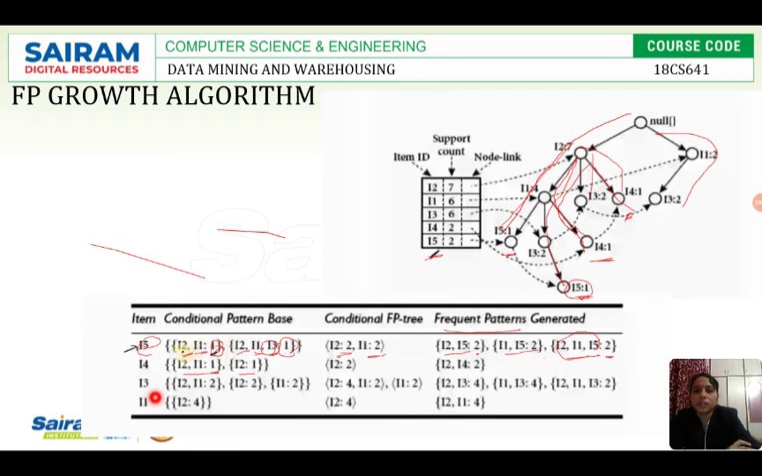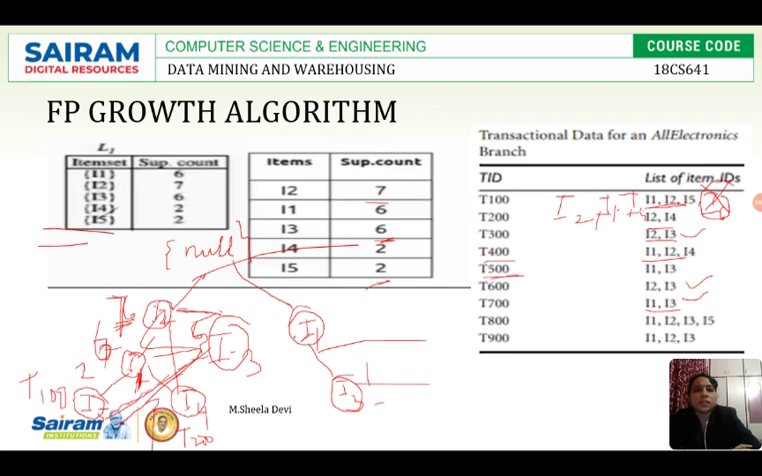So in how many transactions is I3 occurring? We will see here. See, I3 is occurring here in I2, I3. Then I1, I3. Again I1 and I3 repeated.